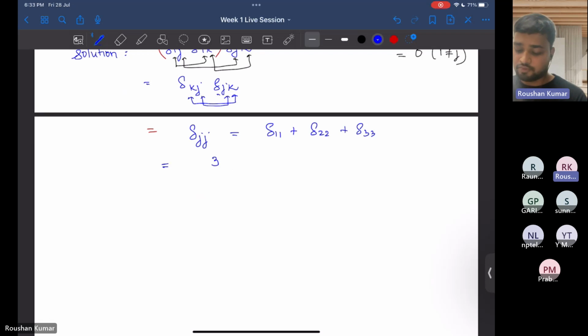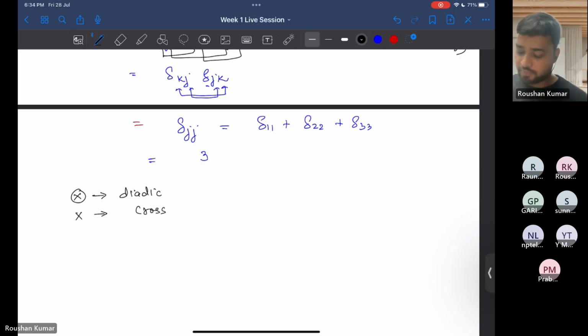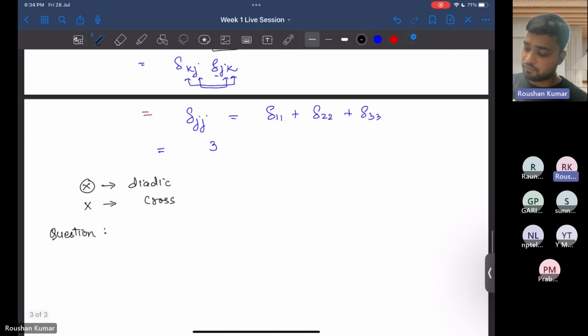So there is one function which you have already seen in the lecture: the tensor product is denoted by this one, dyadic, and the vector product is denoted by this one. So if we write a tensor product, it is denoted by dyadic, and if we write a cross product, we have to show it in this way. Okay, so based on this, we have one question, that is question number 4.